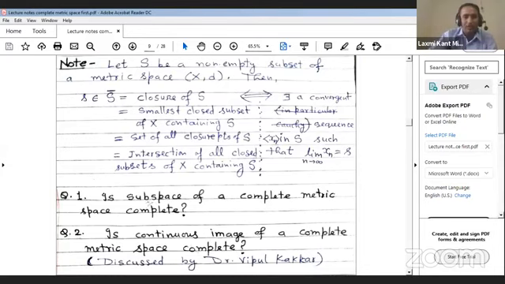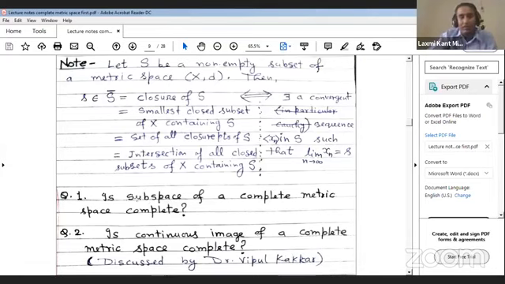So now we have a question: is a subspace of a complete metric space complete? And the second question: is a continuous image of a complete metric space complete? The second question is almost discussed by Dr. Bipul Kakkad in some other sense, so I'm not going into it.